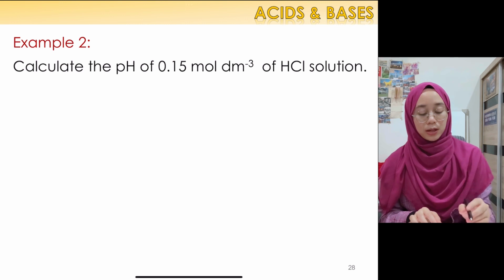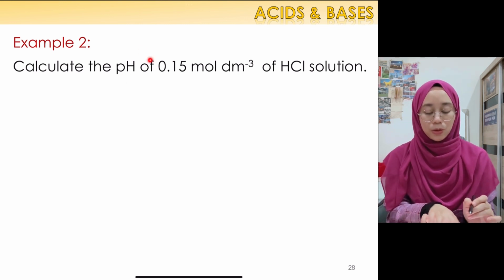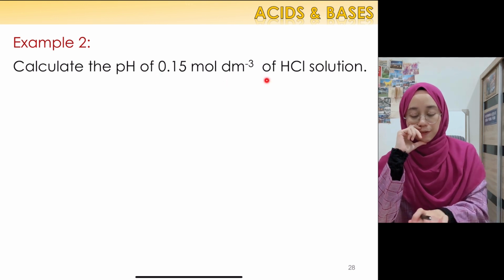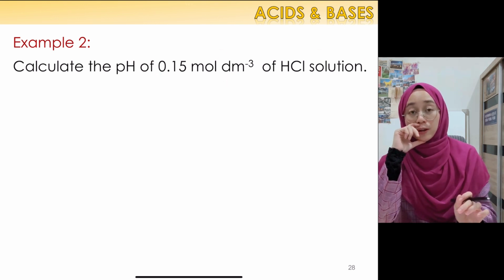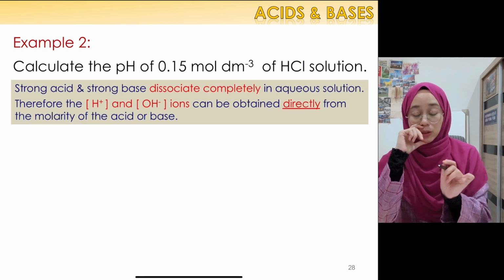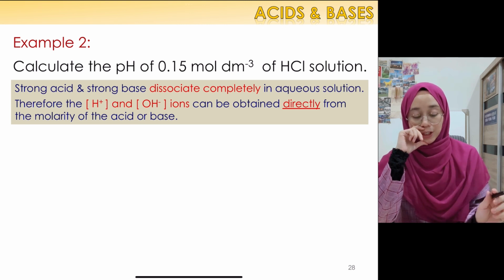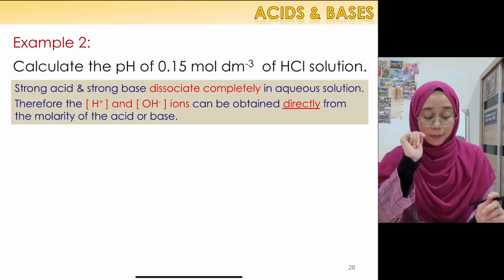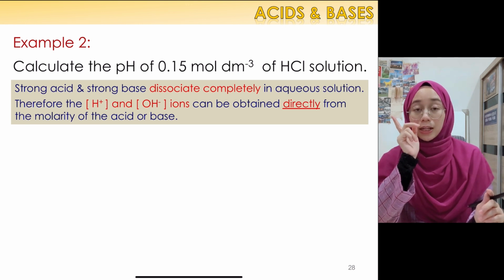So you are asked to calculate pH. Okay, pH untuk kita punya HCl solution kat sini. Given that concentration of HCl solution adalah 0.15. Okay, right. So strong acid and strong base dissociate completely. By now you should know pasal itu kan. They dissociate completely in aqueous solution. Therefore, H plus dengan OH minus ion can be obtained directly from the molarity of acid ataupun base tu.